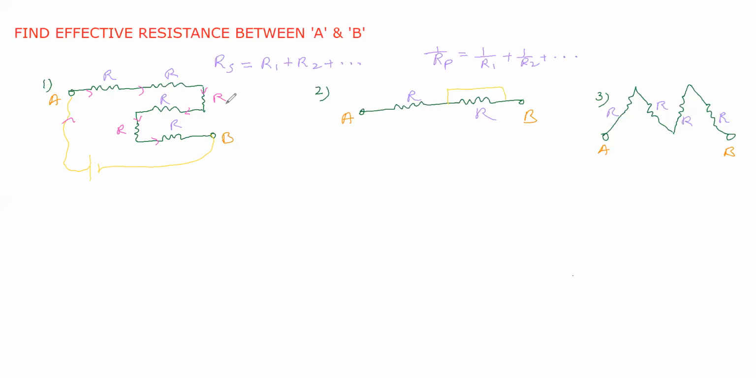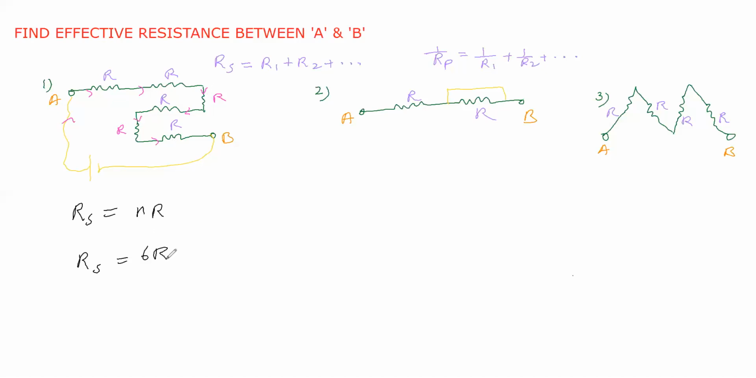We have taken all the resistors equal to R. In this first problem, each and every resistance is taken as R, and all the resistors are in series combination, so the effective resistance is equal to the sum of individual resistances. One more formula: if n identical resistors are connected in series, then effective resistance is equal to n into R. Here in the first problem, there are 1, 2, 3, 4, 5, 6 resistors connected in series, so the effective resistance is equal to 6R.